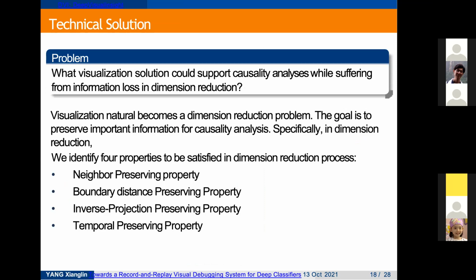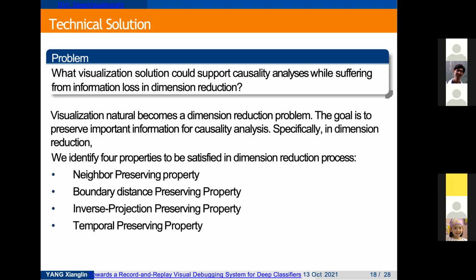Next, I will show the technical solution to our tool. One of the challenges we mentioned is that there's definitely some information loss when we do dimension reduction. But which information is the most important that we should preserve? So here we propose 4 properties that the visualization should satisfy in the dimension reduction process, which can be helpful for the causal analysis.